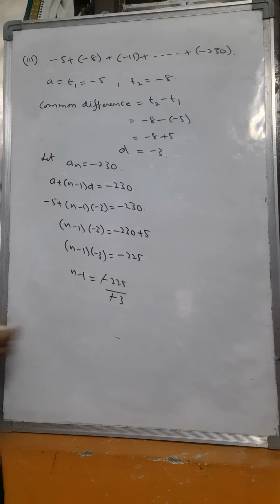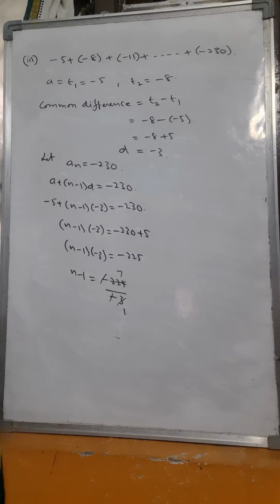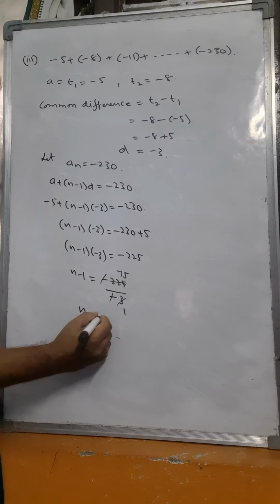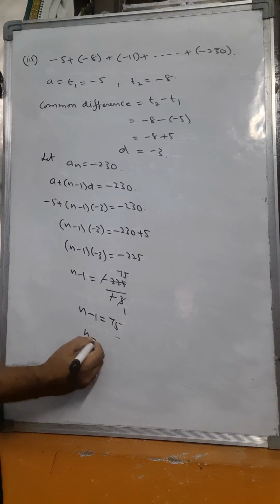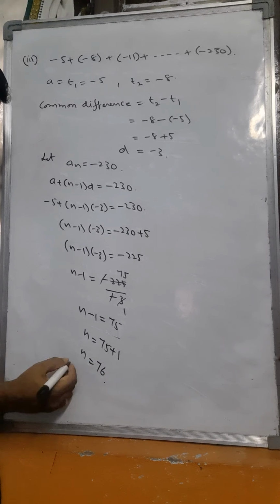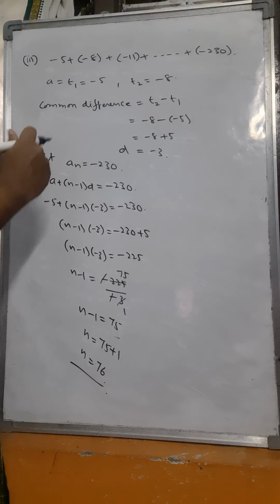That is n minus 1 is equal to minus 225 by minus 3. Minus minus get cancelled. 3 sevens are 21, 3 fives are 15. So n minus 1 is equal to 75. N is equal to 75 plus 1. N is equal to 76. 76 terms. Now we have to find the sum of the 76 terms.